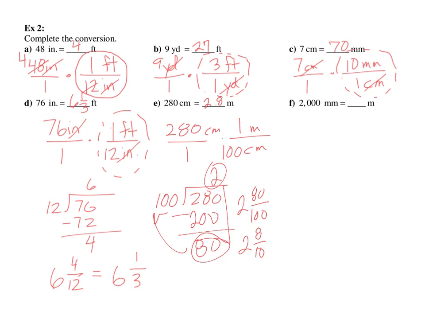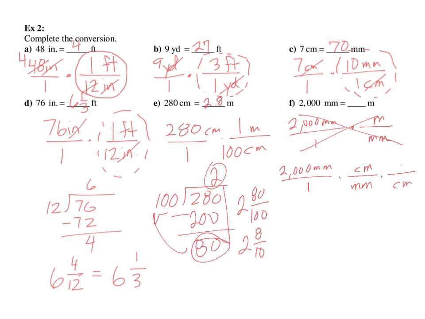Alright, for the next one, we have 2,000 millimeters. And we want to convert this into meters. Now you could go straight from millimeters to meters, but let's work with the information that we have. So I'm going to start off with 2,000 millimeters. And I'm first going to convert the millimeters into centimeters. Okay, and then I'll convert the centimeters into meters.